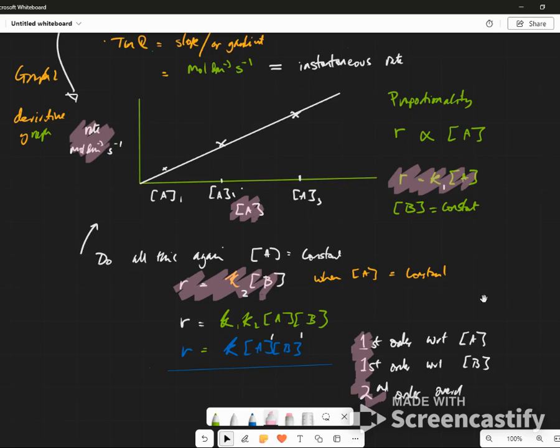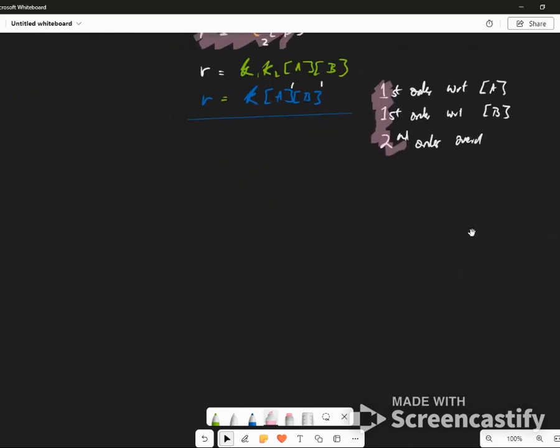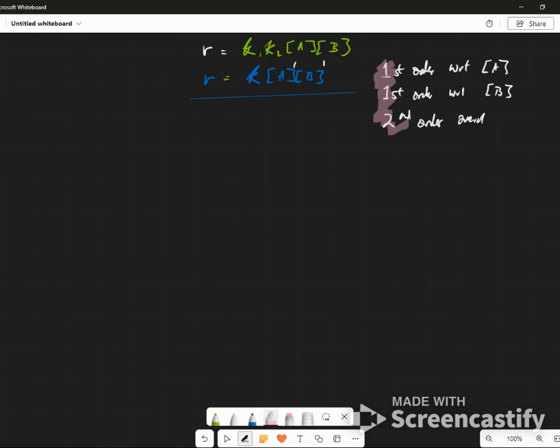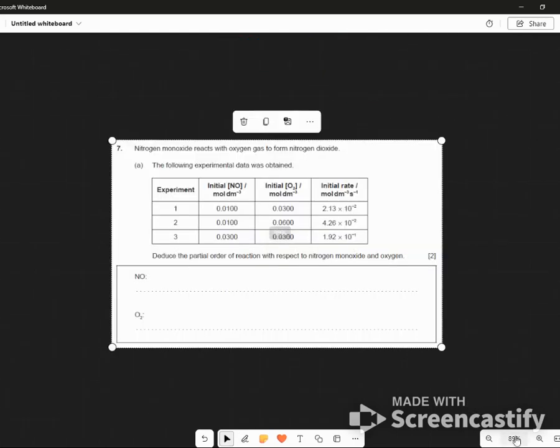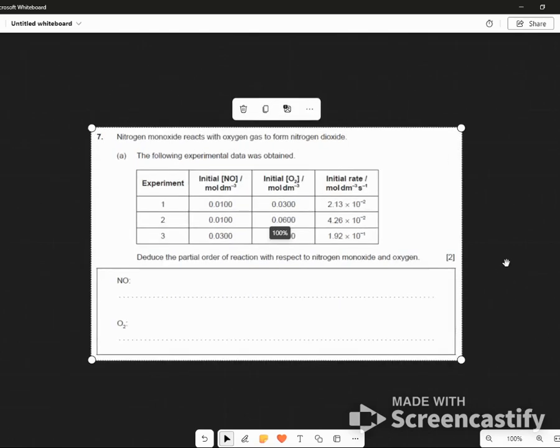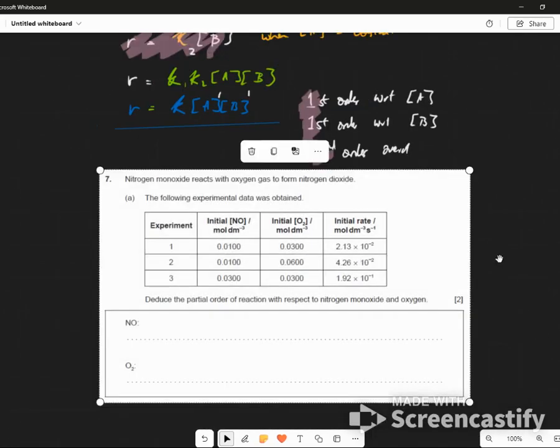Now, there's nothing to do here, but we've got to look at an example, otherwise we'll never know what's going on. So thankfully, I've got an example here. We're going to take a snapshot of this and paste it there. I'm going to make that 100. I'm going to move this around. I want it nice for your presentation. All right, nitrogen monoxide reacts with oxygen gas to form nitrogen dioxide. The following experimental data was shown. Deduce the partial order of reaction with respect to nitrogen monoxide and oxygen.